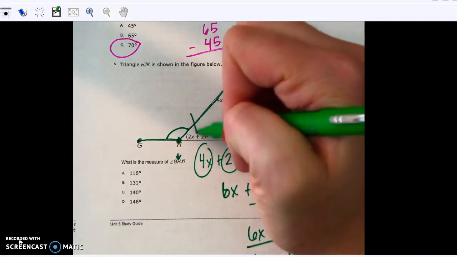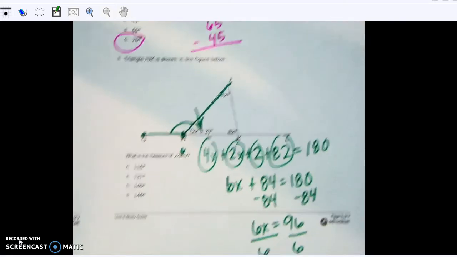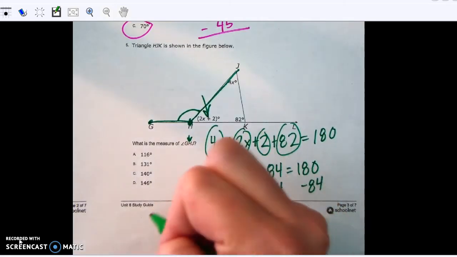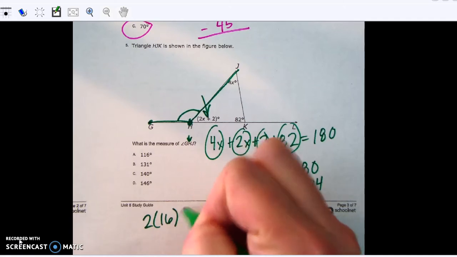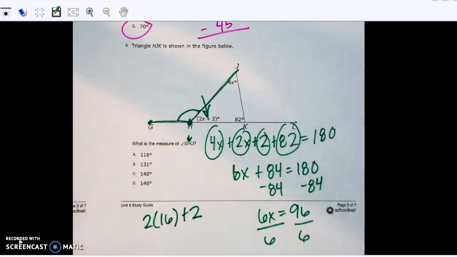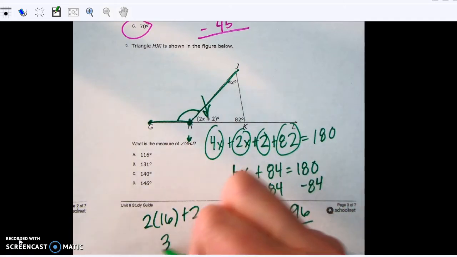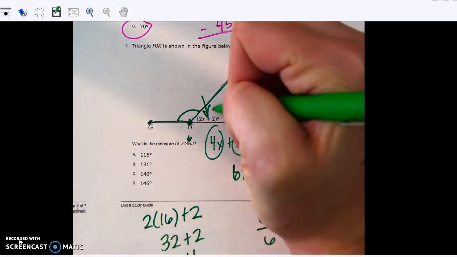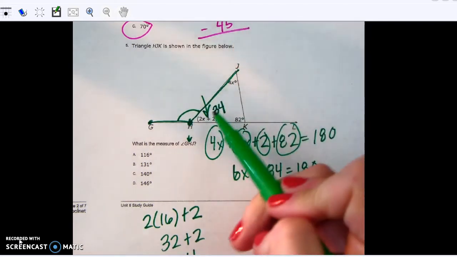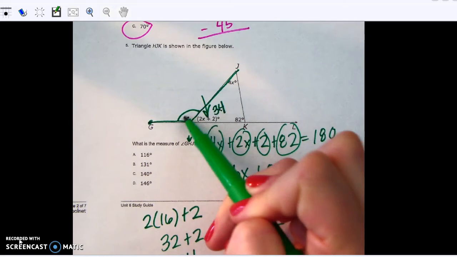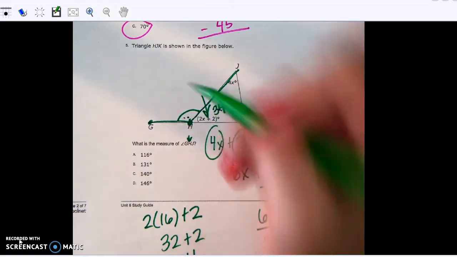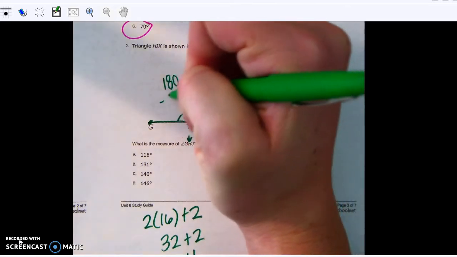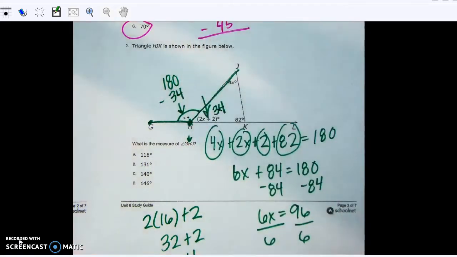So now I can figure out what this angle measure is here by substituting in 16 for x. So 2 times 16 plus 2. 2 times 16 is 32, plus 2 is 34. So if this angle measure is 34 degrees, I know this angle and this angle are supplementary. So if I do 180 minus 34, I'll have this angle here. 180 minus 34 is 146, which is D.